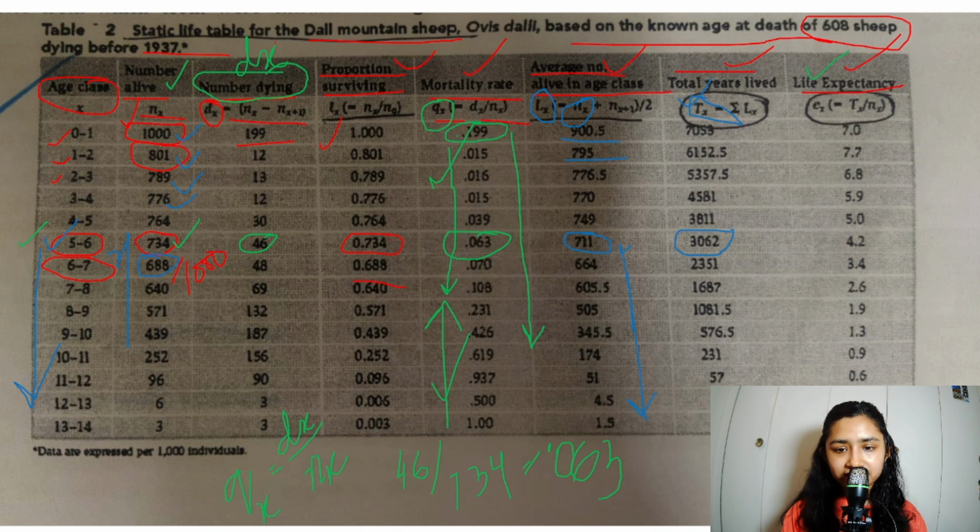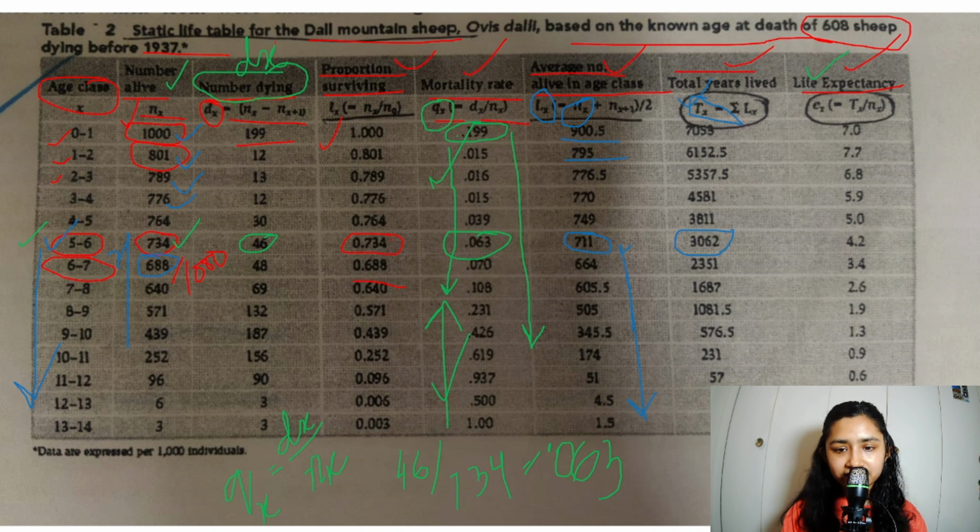Now you can take out life expectancy EX very easily, which is TX divided by NX. So what is your TX for group 5 to 6? Your TX for group 5 to 6 is 3062, divided by the NX. Your NX is 734, which gives 4.2. Here it is. So you took out the life expectancy for the 5 to 6 age class.